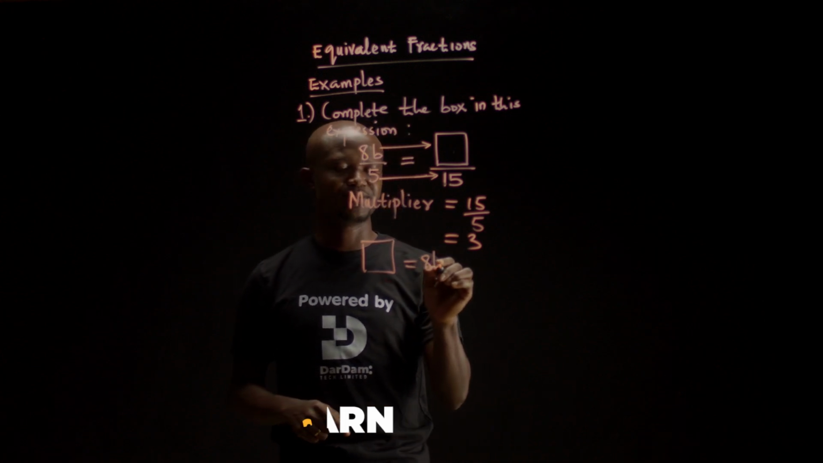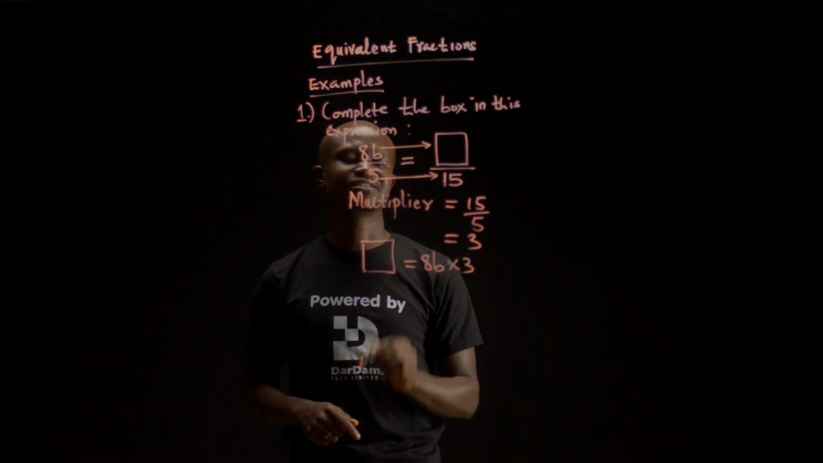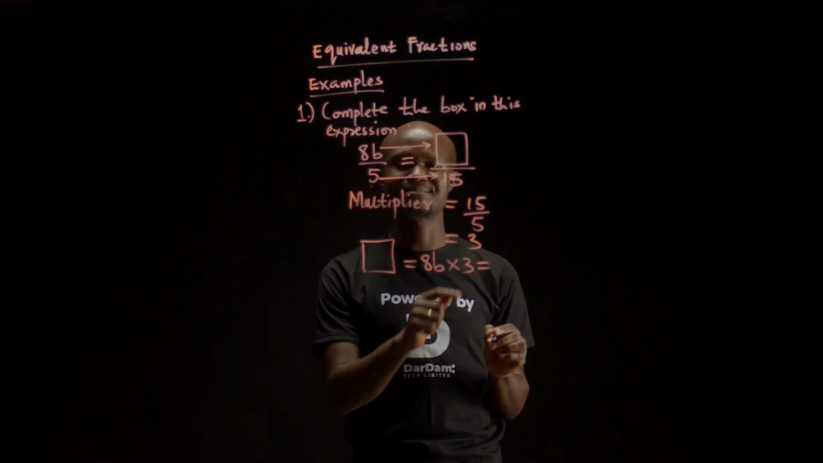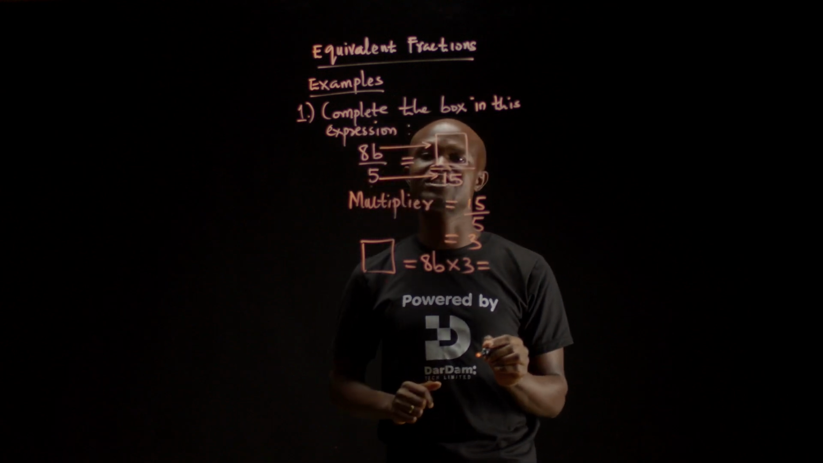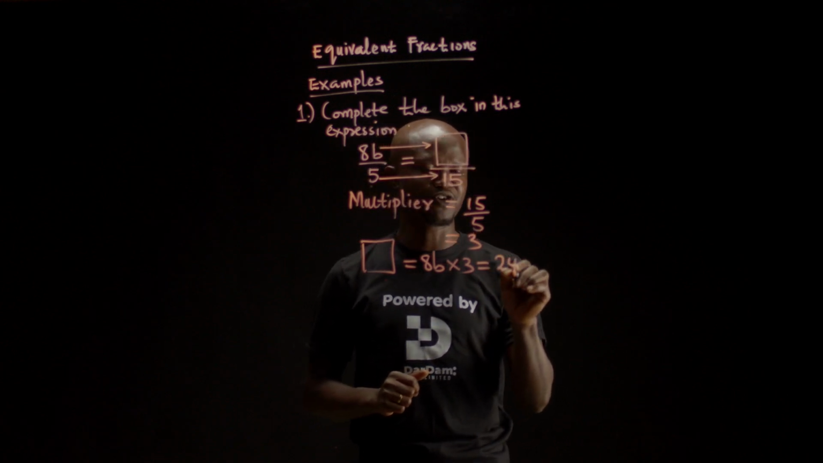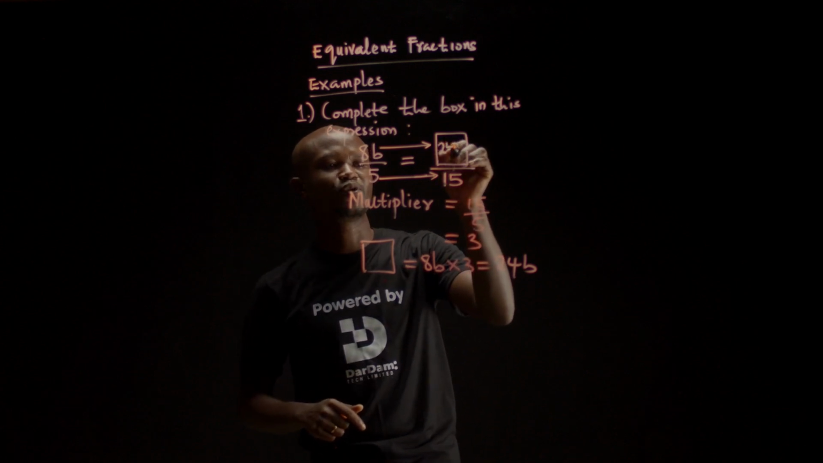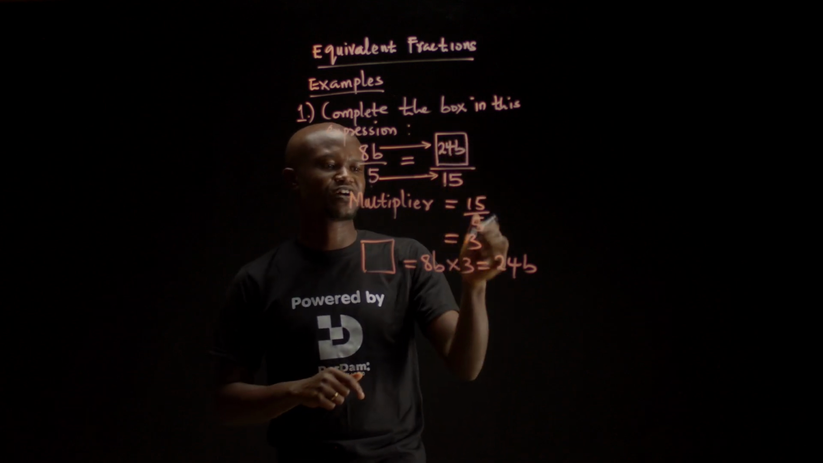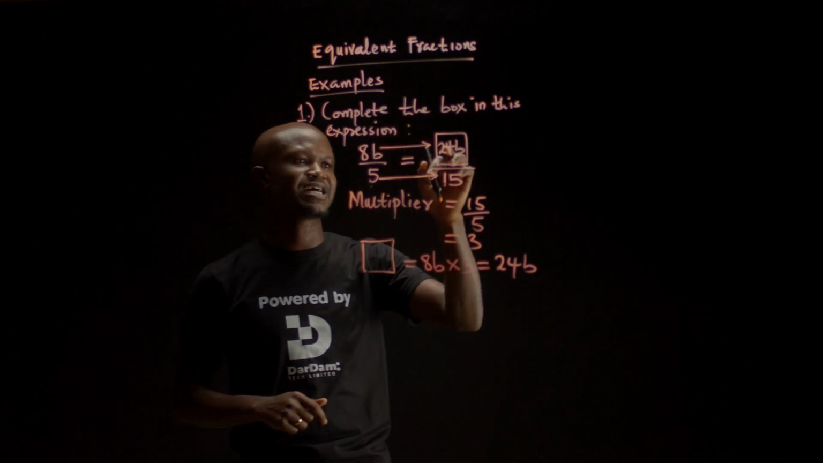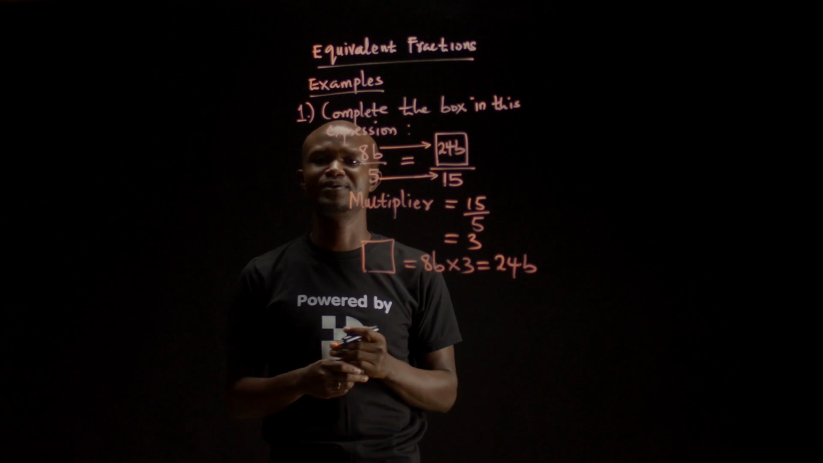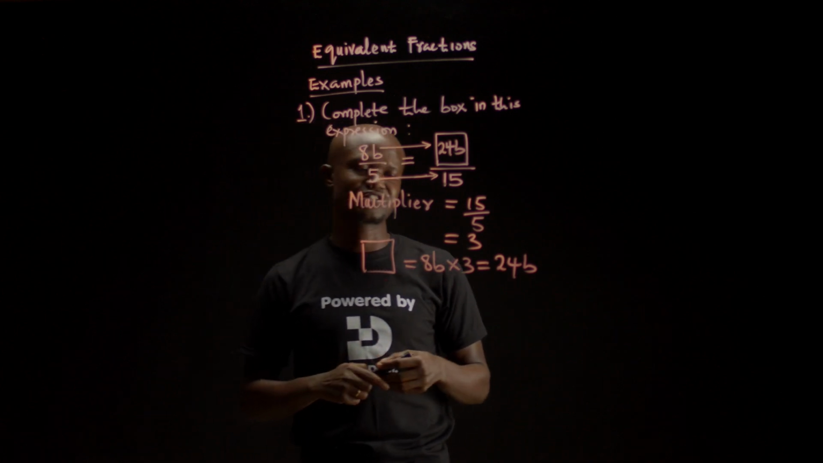It's going to be 8b times 3. And what would that be? 8 times 3, that is what? 24. So we have 24b. So what we are going to have here is 24b. We can just say 8b times 3, that is 24b. 5 times 3, that is 15, which makes it balanced. That is the solution to the problem.